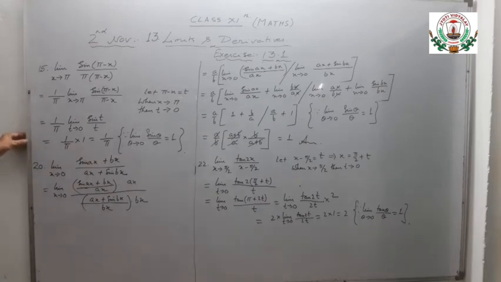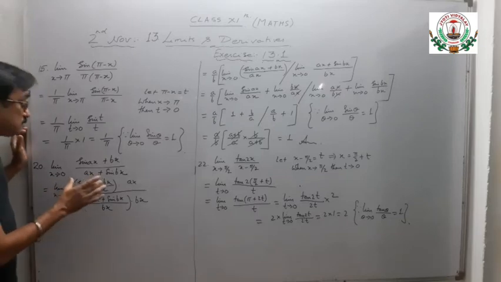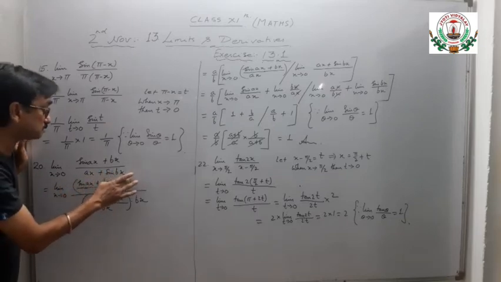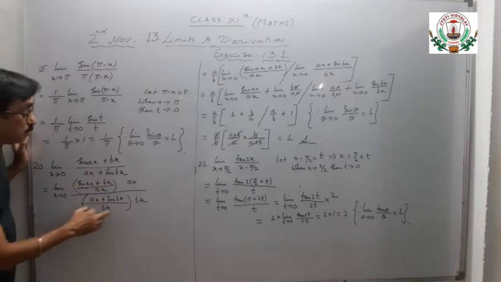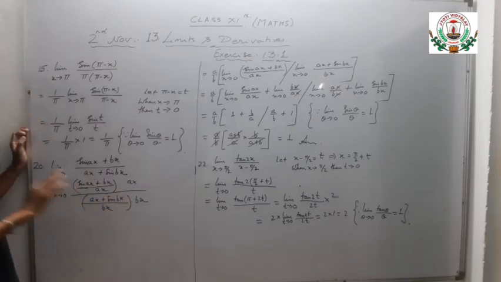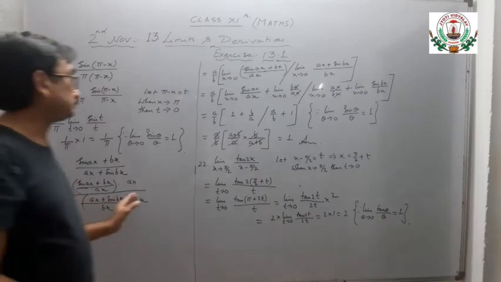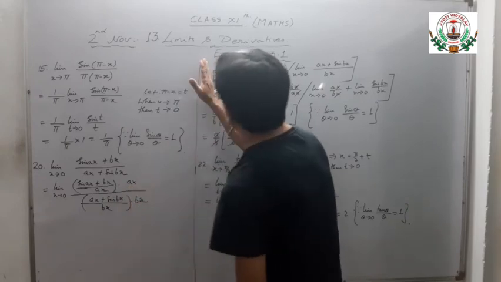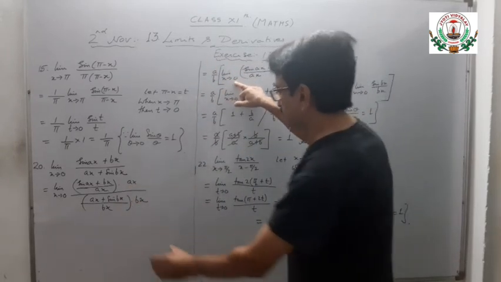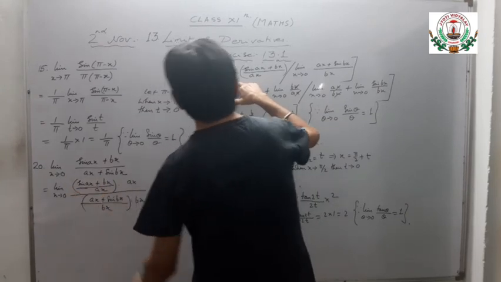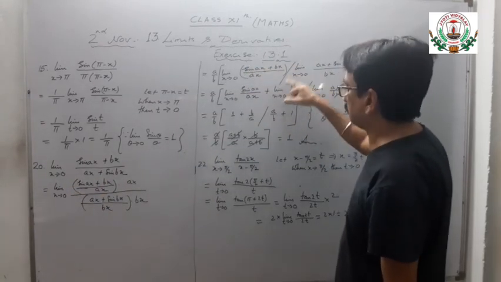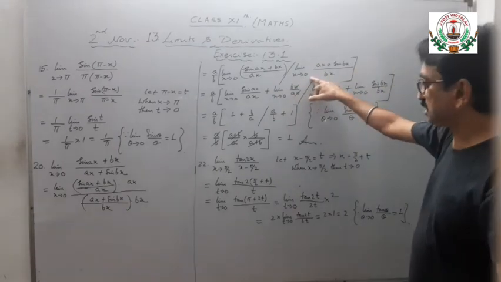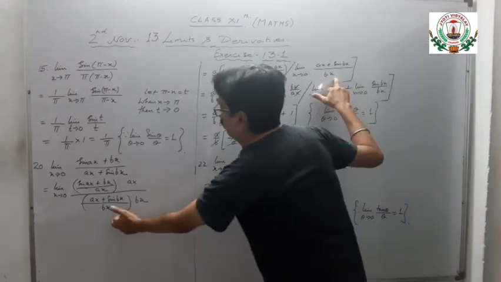Now the question number 20, limit x tends to 0 sin ax plus bx upon ax plus sin bx. So we multiply the numerator with ax and divide it with ax, and in the denominator we multiply with bx and divide it with bx. Now this x and x can be cancelled out, a by b can be taken out of the limit. We are separating the limits: limit x tends to 0 sin ax plus bx upon ax divided by limit x tends to 0 ax plus sin bx upon bx, this denominator part.